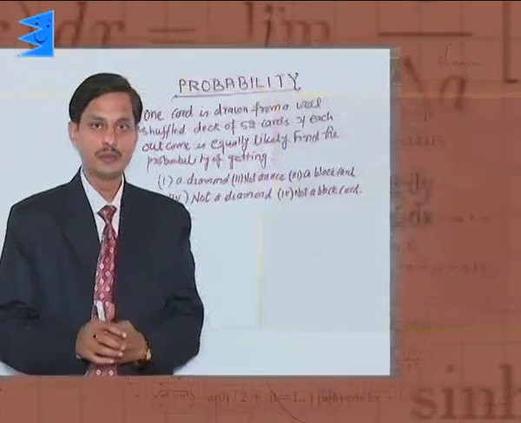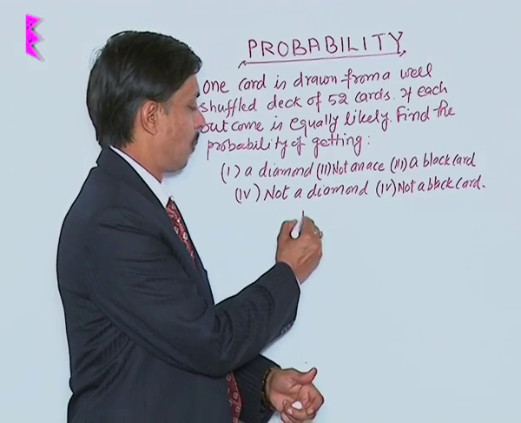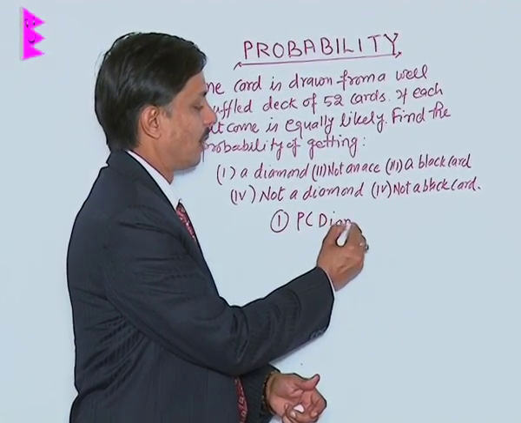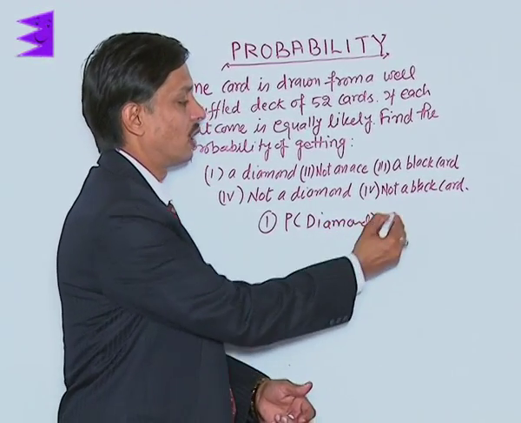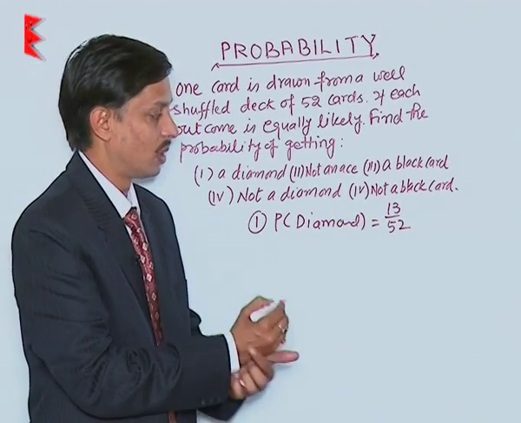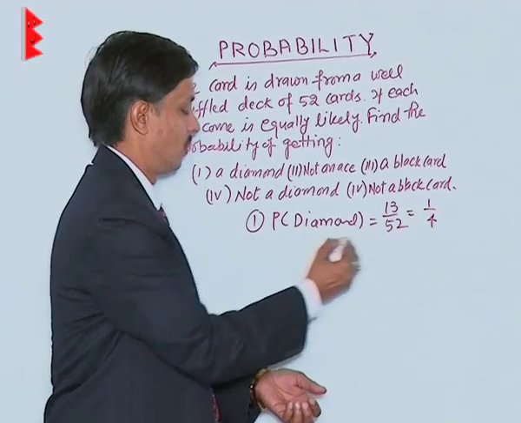We know that there are 13 diamonds. So for the first part, probability of getting a diamond. Probability of getting a diamond is what? 13 by 52, because favorable outcomes are 13, total are 52, so it is 1 by 4.